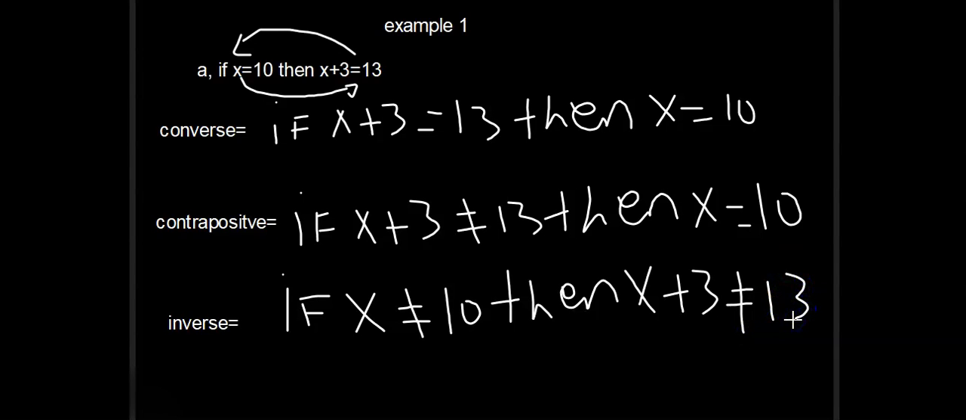So this is it, and this is the whole idea. When we talk about the converse, I switch them, as you can see. When we talk about the contrapositive, I switch them and I also put a negation sign. I also have to put this negation sign over here, and over here. When I talk about an inverse, I do not switch them, but I put a negation. So this is the whole idea.